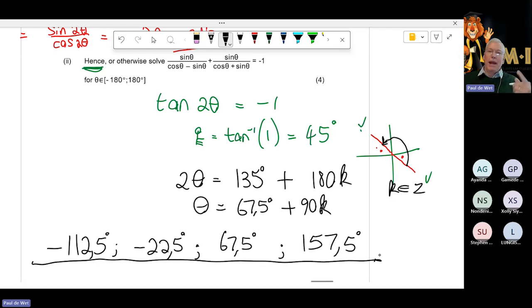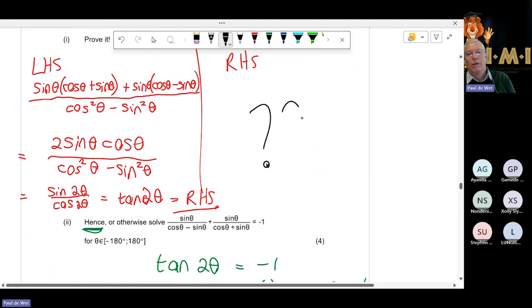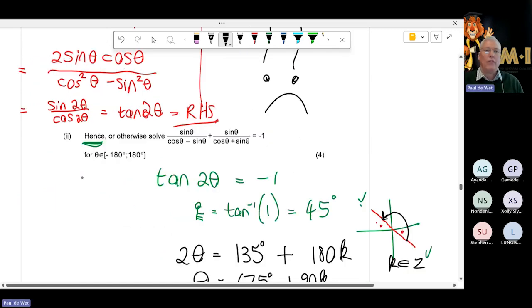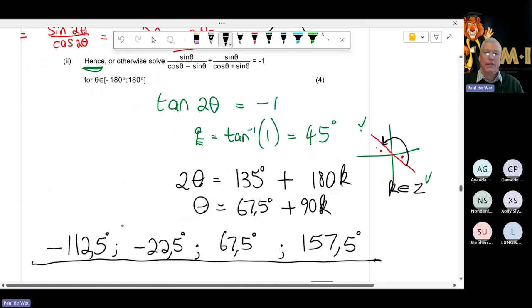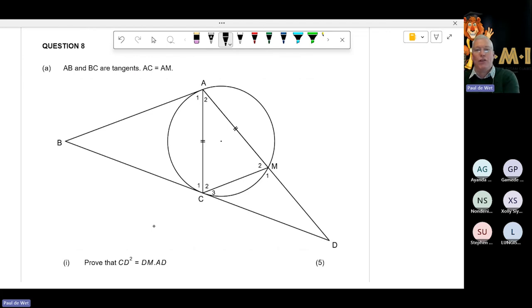Maybe you couldn't do this identity. Doesn't mean that you can't do this question here. So just be aware of that. Right, let's have a look at this question. It's got no scaffolding. It doesn't suggest what we should do here.